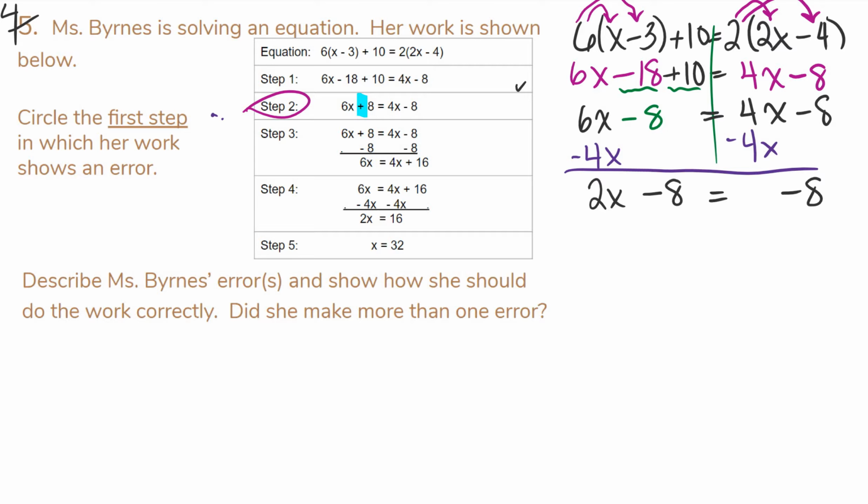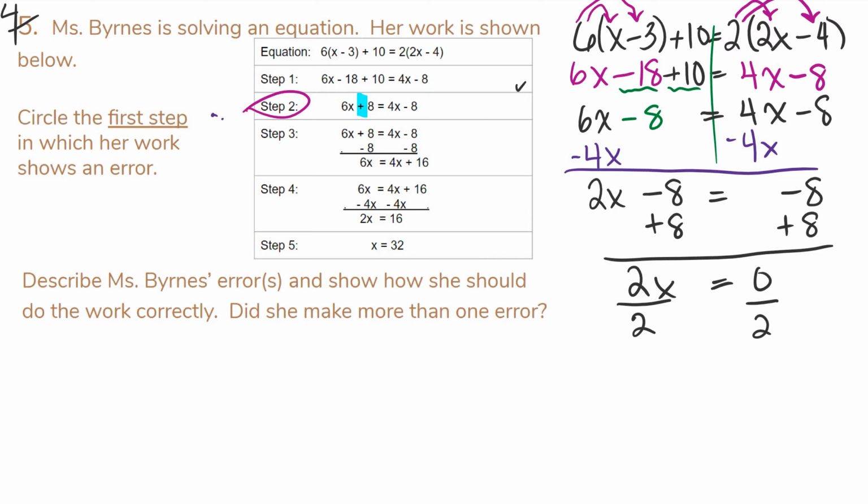So she subtracted 8 on both sides. I'm going to add 8. Take away 8 is 0. I'm going to divide by 2. And I get x is equal to 0. What other errors did she make?